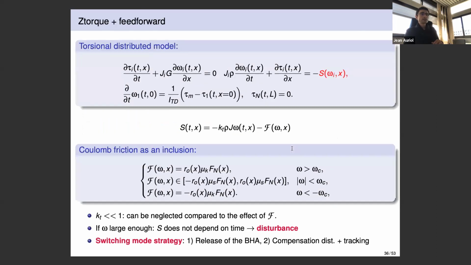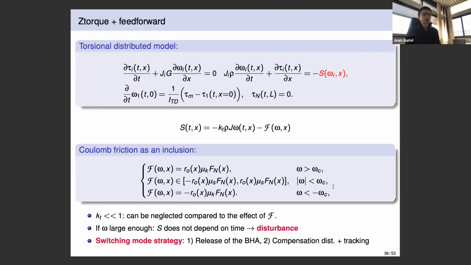And actually there is a simple thing that we can do, which is to combine one of the previous strategies, so either the soft torque or the Z torque, with a feed-forward component. So I've rewritten here the different equations from the slides, and so you can see that it's the same as before with the inclusion. For the control design, I will neglect the term KT because actually it's really small and the effect is not really important. So it can be neglected compared to the effect of the Coulomb friction F.